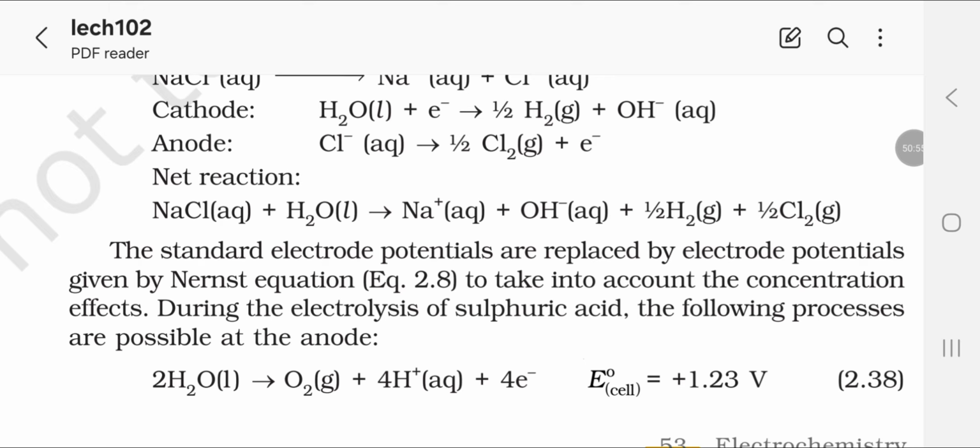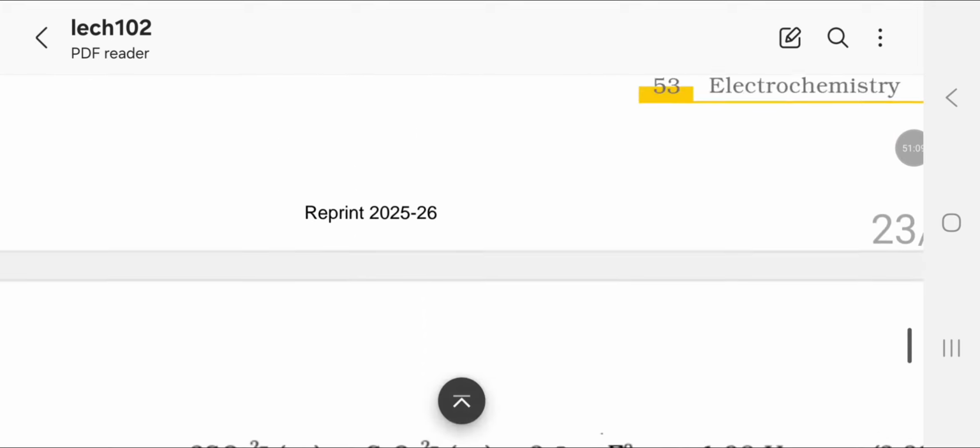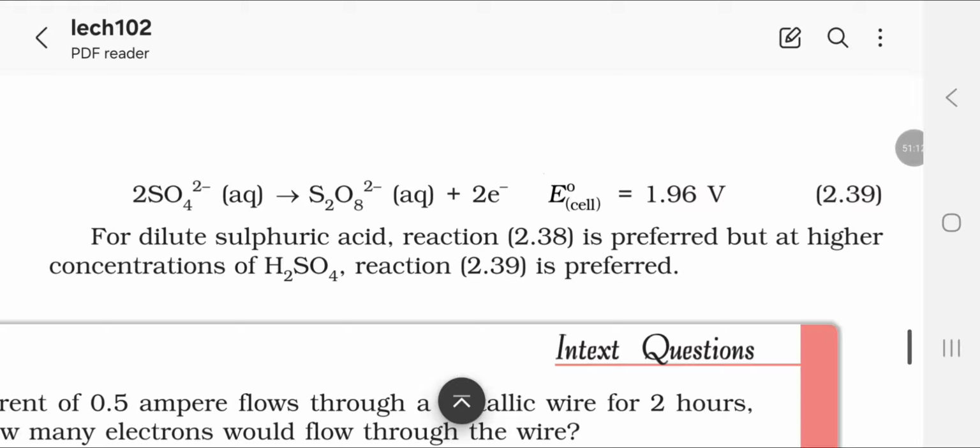During the electrolysis of sulfuric acid, the following processes are possible at the anode. 2 water molecules give O2 plus 4H+ plus 4 electrons, and E naught cell is equal to 1.23 volt. 2SO4 2- gives out S2O8 2- plus 2 electrons, and E naught cell is equal to 1.96 volt. For dilute sulfuric acid, the first reaction is preferred, but at higher concentration of sulfuric acid, the second reaction is preferred.